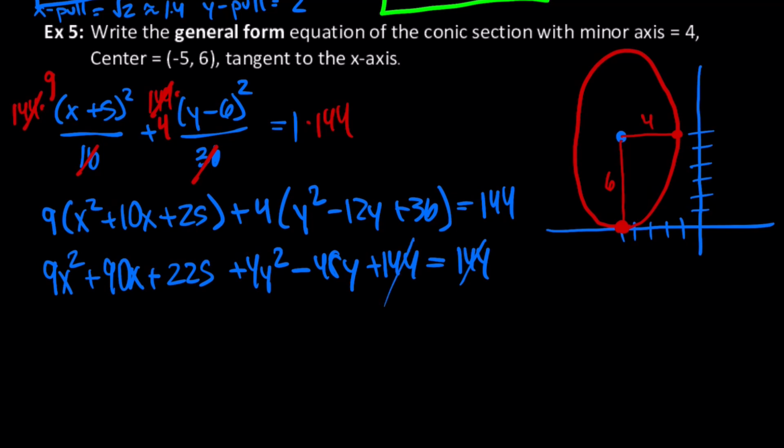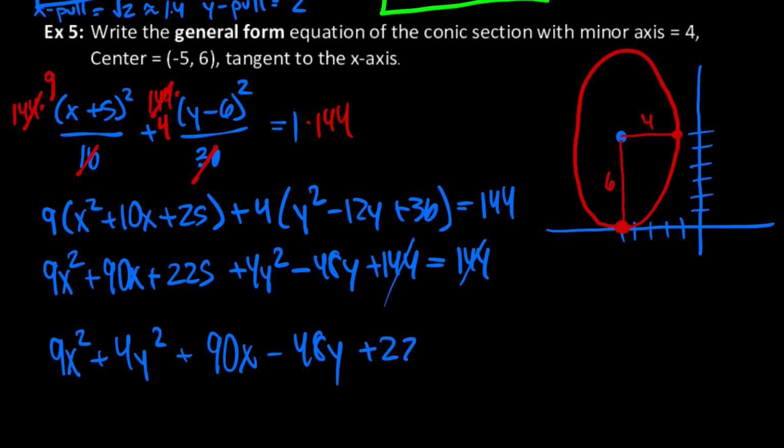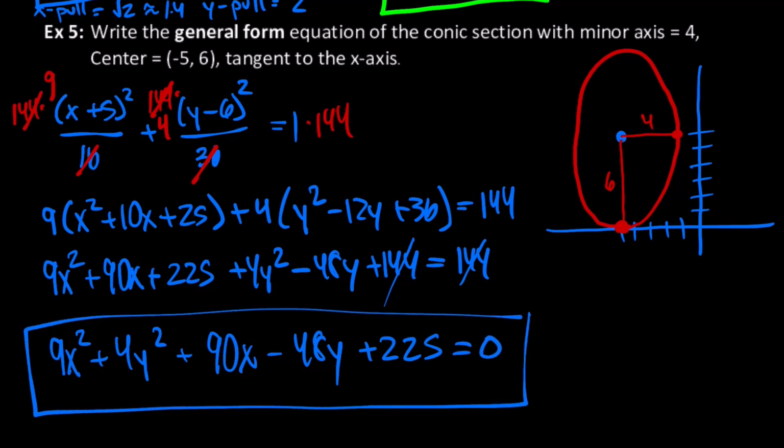Next, let's rearrange our terms. So I have 9x squared. Next, I want the y squared term, plus 4y squared. Next, my x term, plus 90x. Now your y term, minus 48y. And then just whatever we have left, which is that 225, equals 0. So that is your general form equation. It's a great exercise in algebra right there.